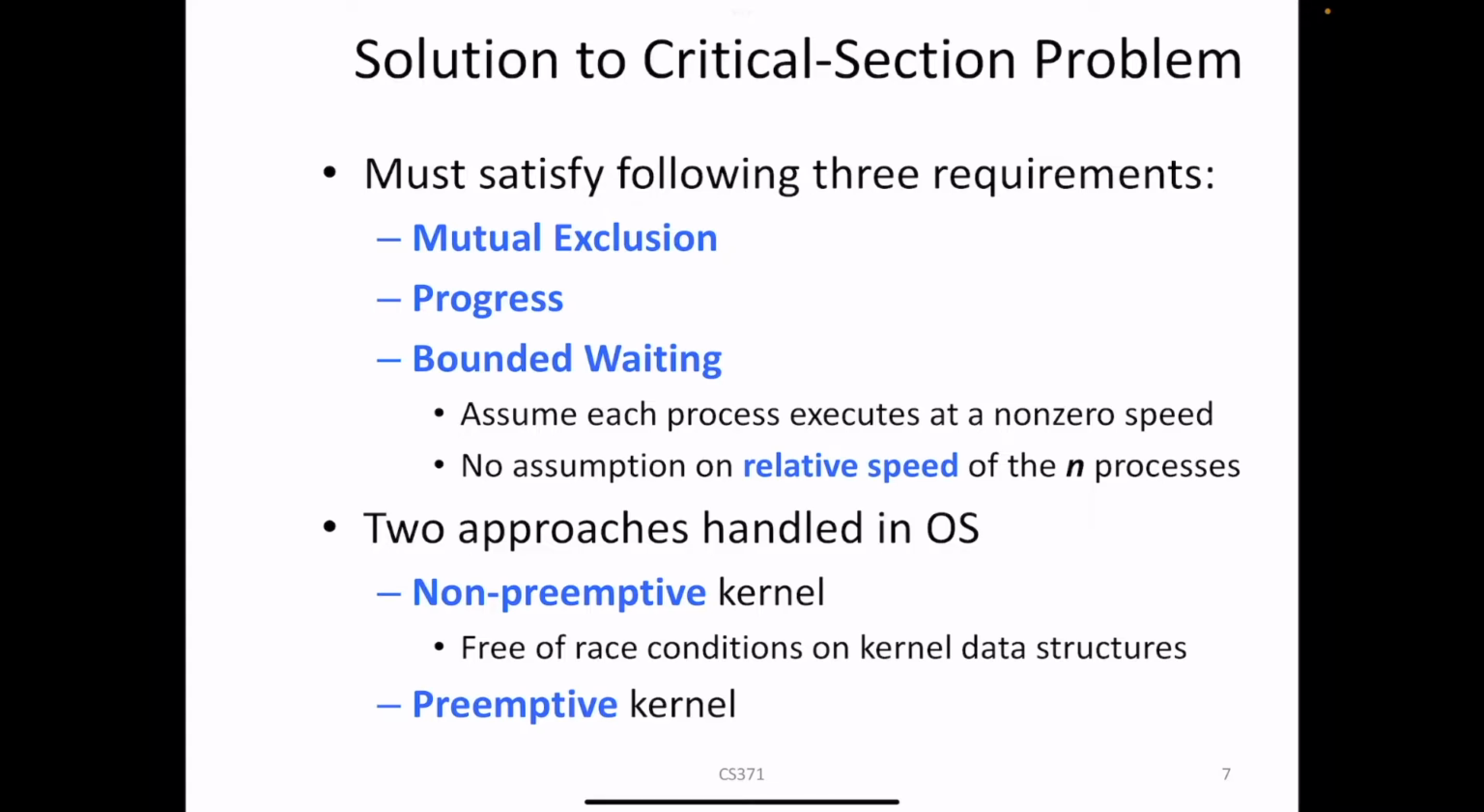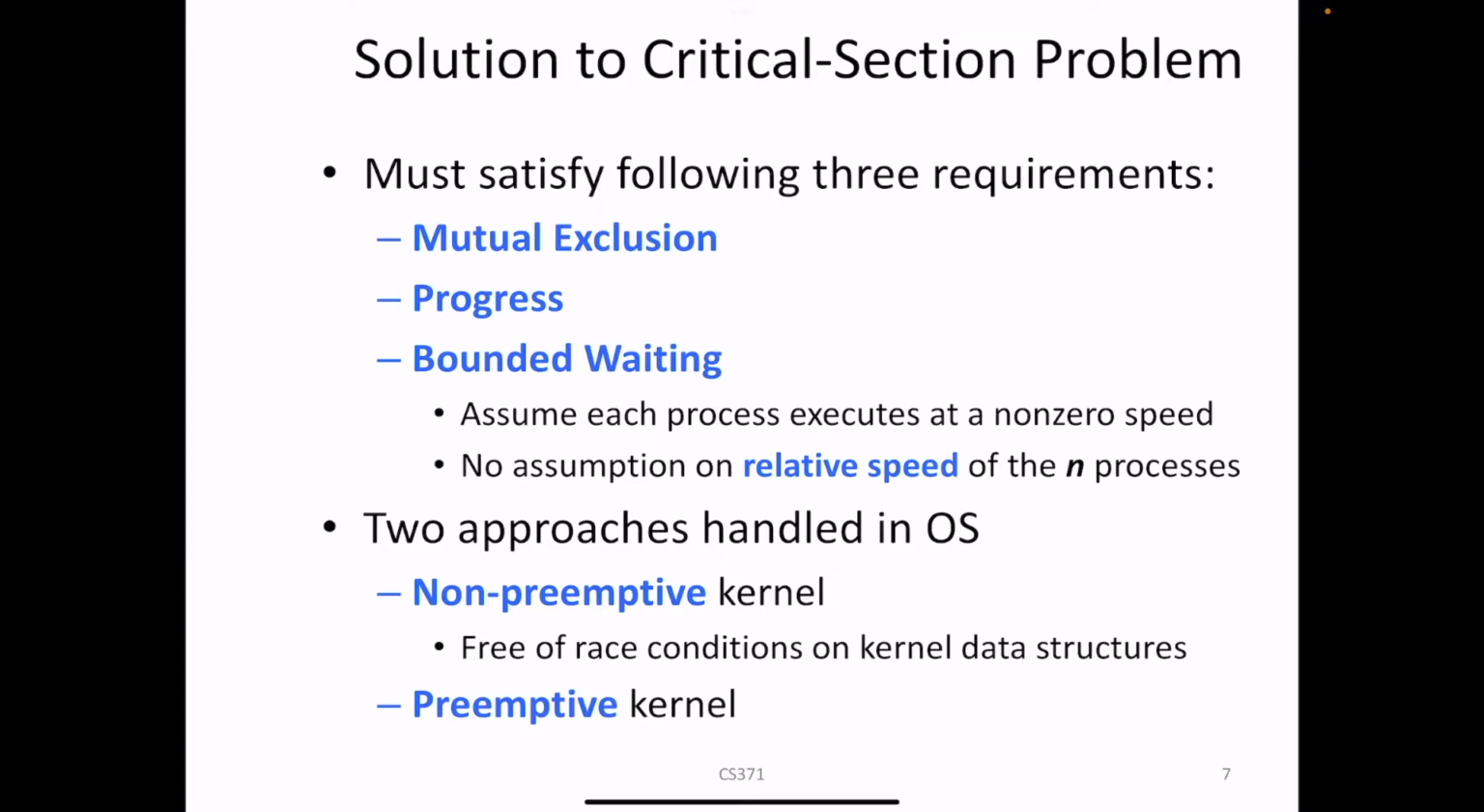The solution to the critical section problem must satisfy three requirements. The first is mutual exclusion, which means only one process can be in its critical section among all the processes that want to access the shared data. All other processes cannot be in their critical sections at the same time.